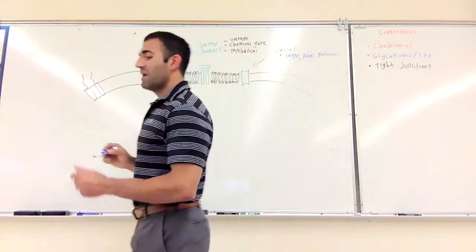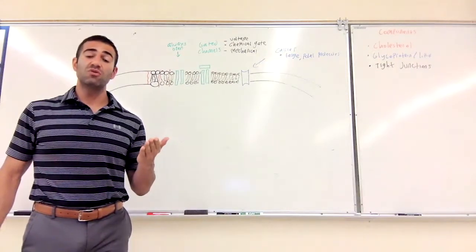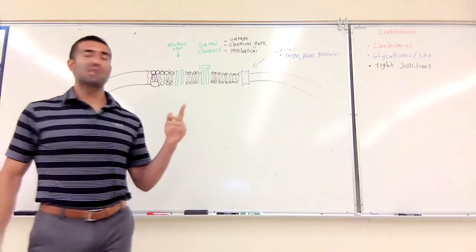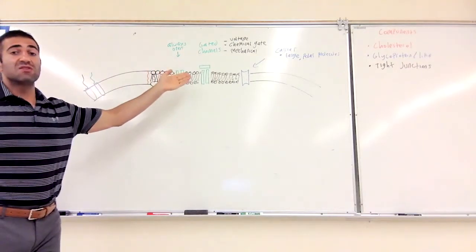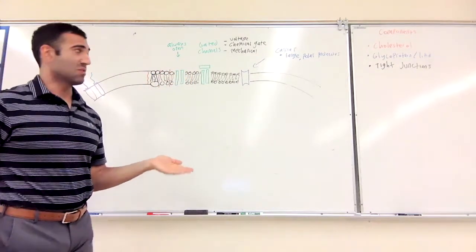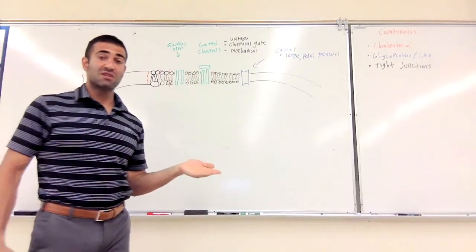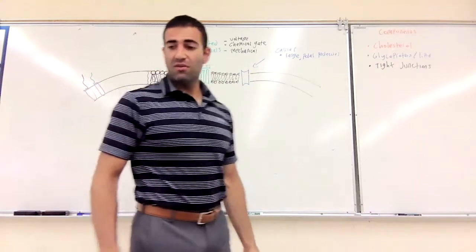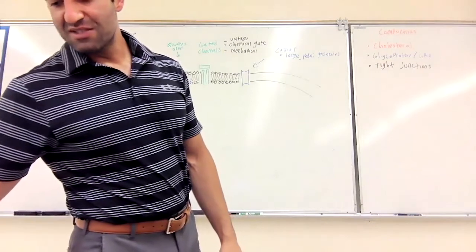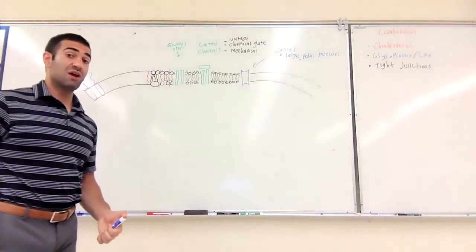Now, one thing to keep in mind is that channels and carriers are specific to one or few types of compounds or molecules. For example, there's a channel that only allows sodium to pass through. There's a channel that only allows potassium to pass through. With carriers, there's a carrier specific for glucose, to give you an example. So those are the classifications of transport proteins. And now that we've talked about the basics of the cell membranes, now we're going to go on to another very important topic called osmosis.